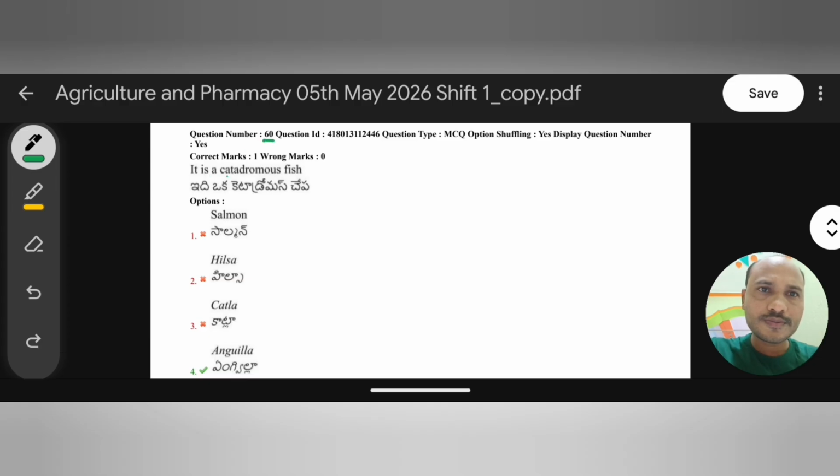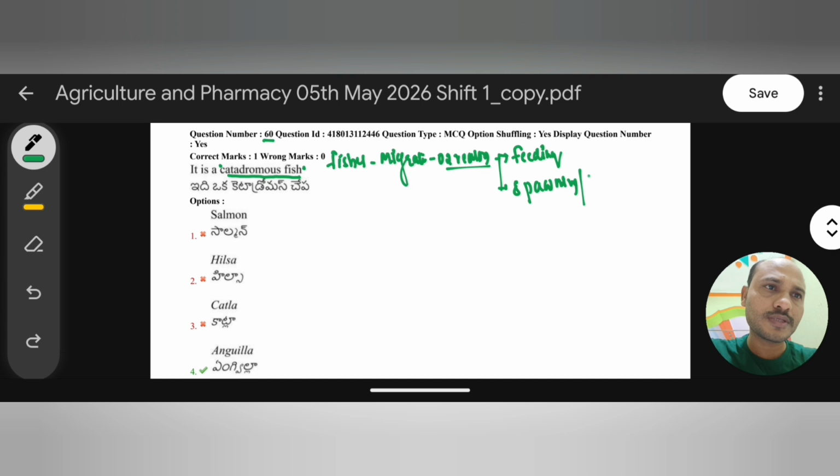It's about catadromous fish. So let's start some discussion about different types of fish based on their migration. Generally, fishes migrate primarily for two reasons. One is for feeding, and the second one is for spawning or breeding purposes. So fishes migrate for these two reasons, feeding and spawning or breeding, from one place to another place. Based on this, fishes are categorized into different types.